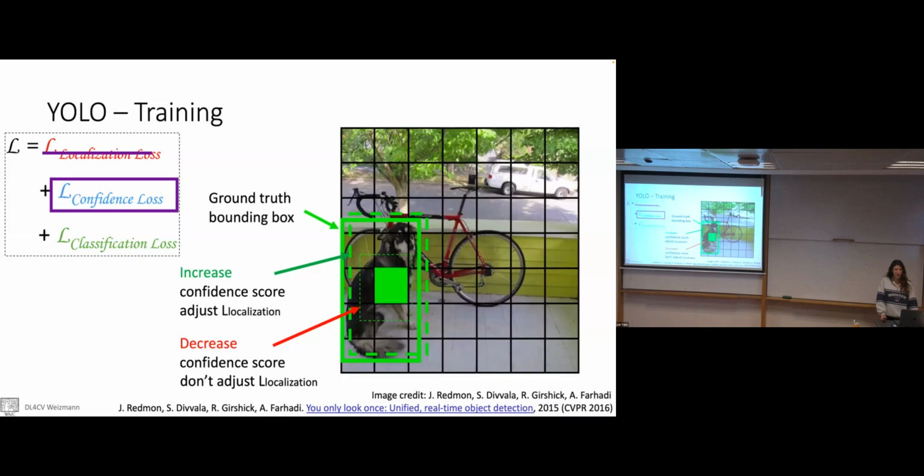Yes. No, the initial center is within the cell, but for the width and height, you just predict the center within the cell, and then you predict the width and height, right? And it can be different, and it can be out of the grid cell. It's just like numbers.